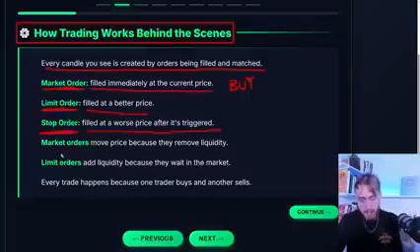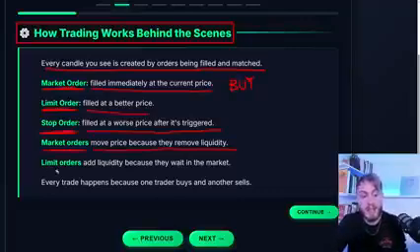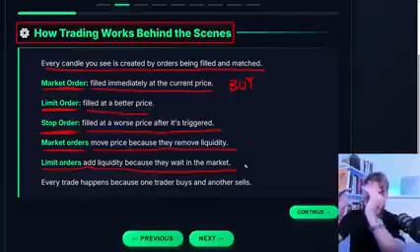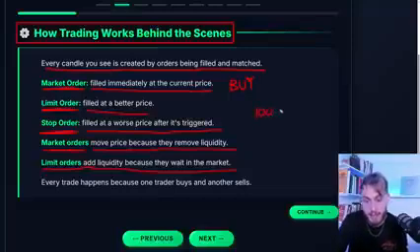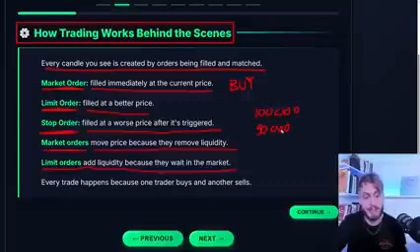Two important things you need to know about market orders and limit orders: market orders move the price, because they take liquidity that is in the book. Limit orders, on the other hand, add liquidity, because they are placed in the market and wait there until the price moves there. For example, if Bitcoin is trading at 100,000 and you place a limit order at 90,000, this one will not affect the market until the price actually goes down to 90,000.